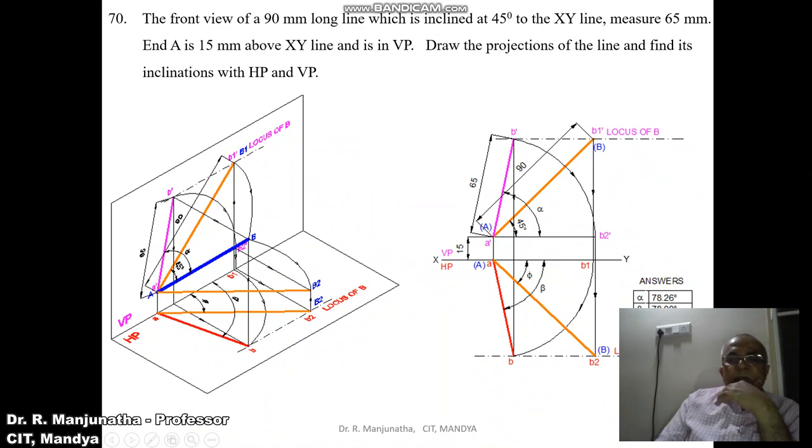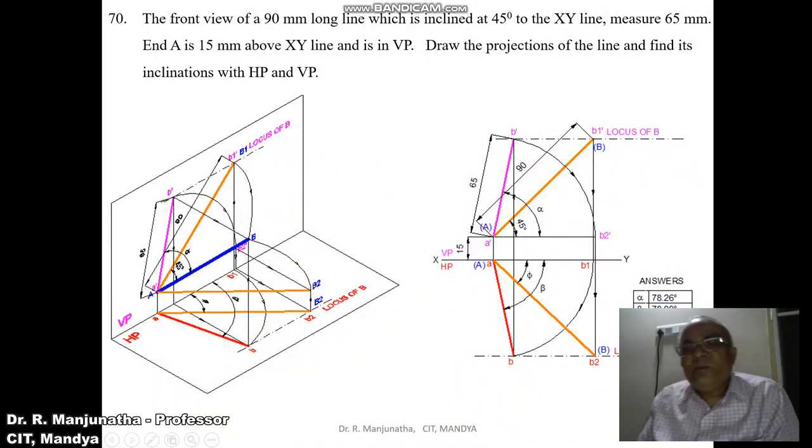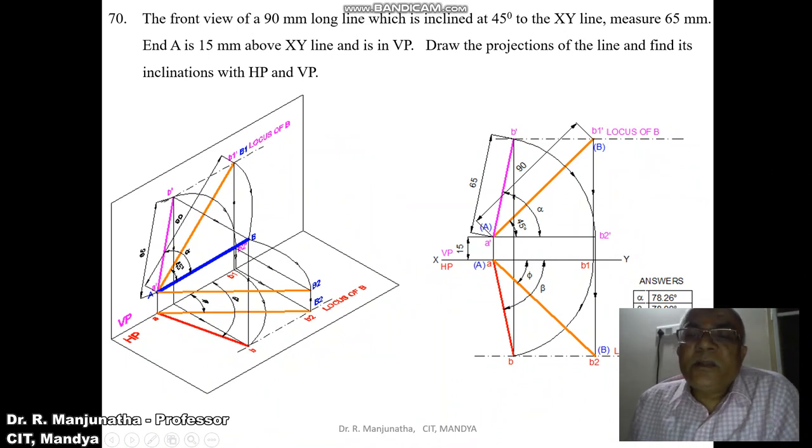Once you get AB, draw a horizontal dash-dot projector line so that you get the locus of B in the top view. The meaning of locus of B in the top view is that the end point B of the true length should lie on this line.